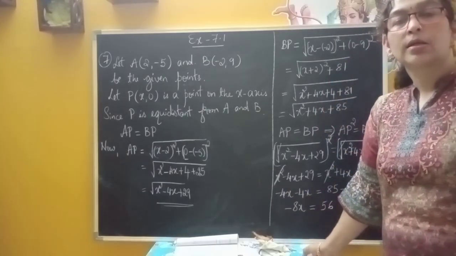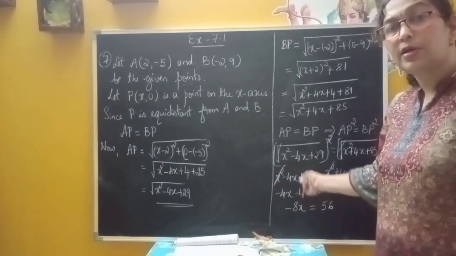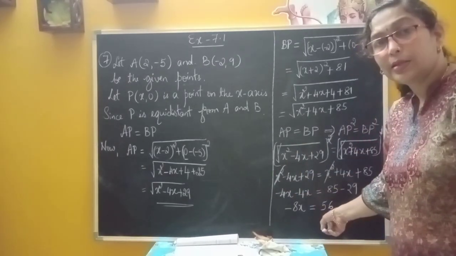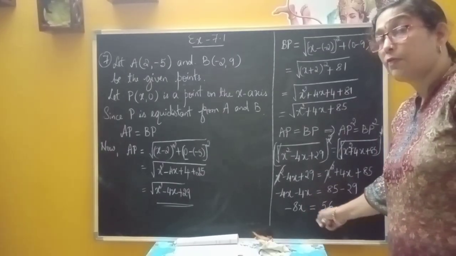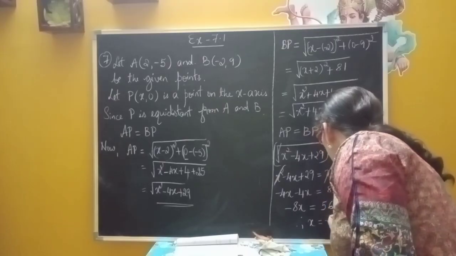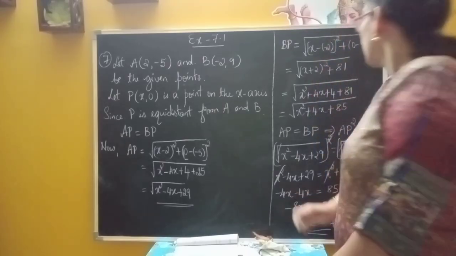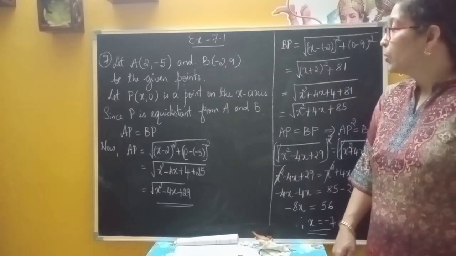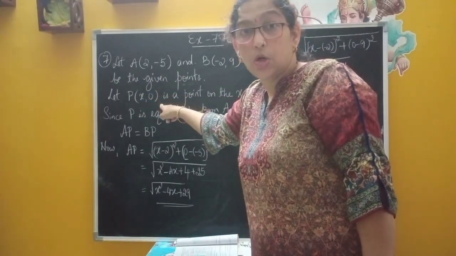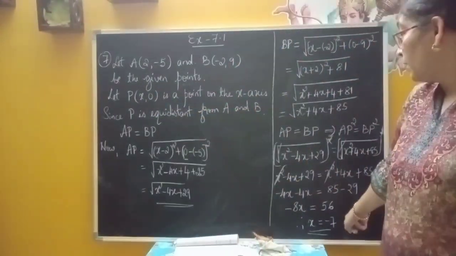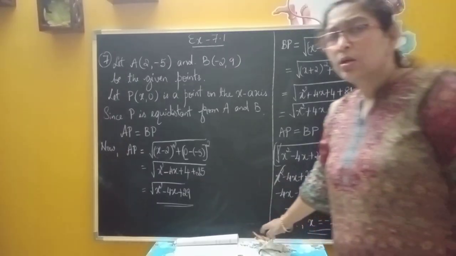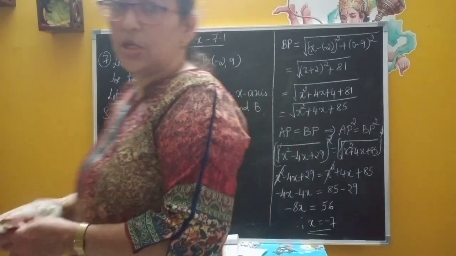What is x? x is equal to 7, since 8 sevens are 56. So when you shift the minus sign to RHS, it becomes minus 7. So therefore x is equal to minus 7. So which are the coordinates now? Coordinates of the point P are minus 7, 0. Okay, minus 7, 0 is a point on the x-axis. That is the required point. Now let us just cross check our answer now.